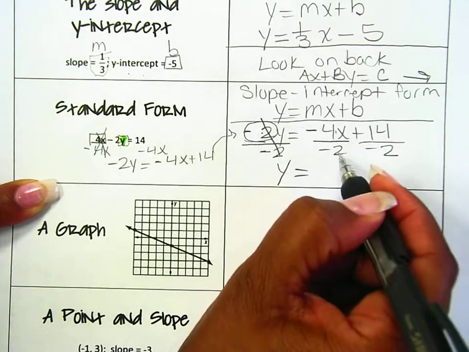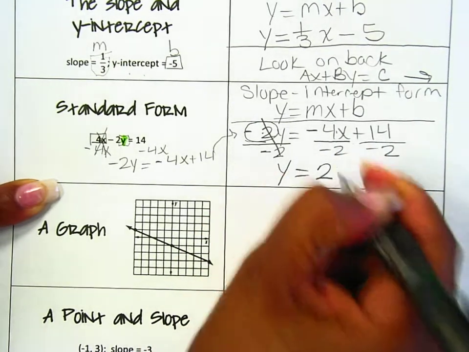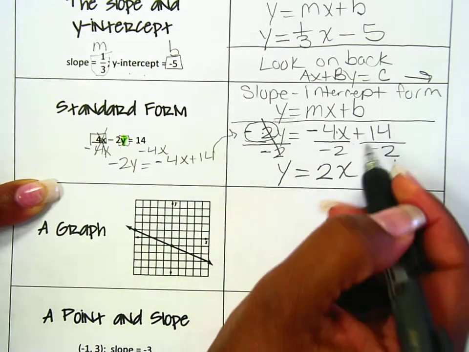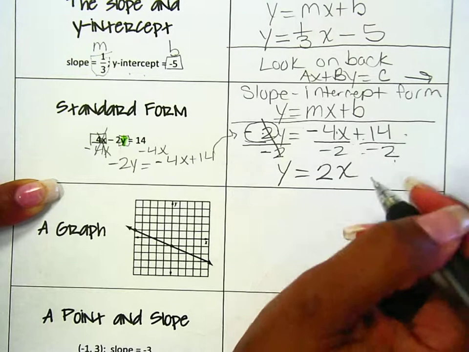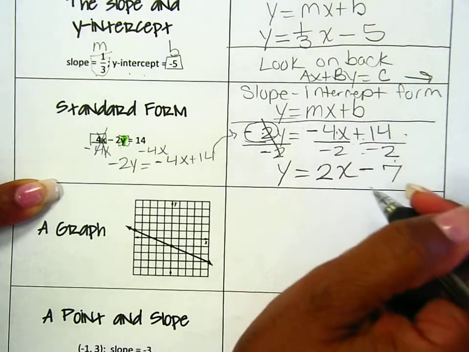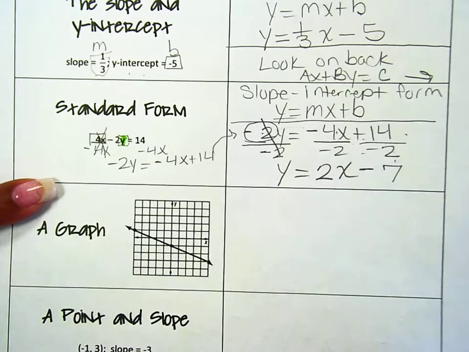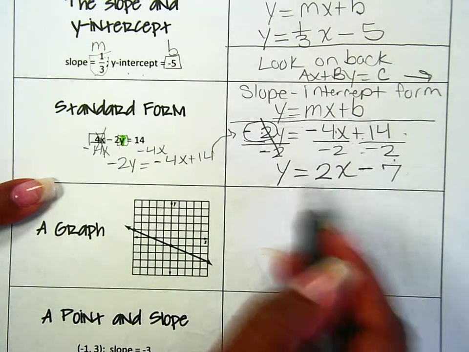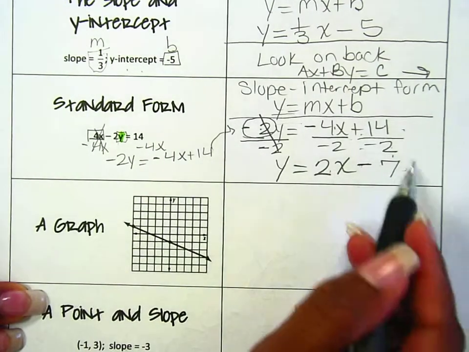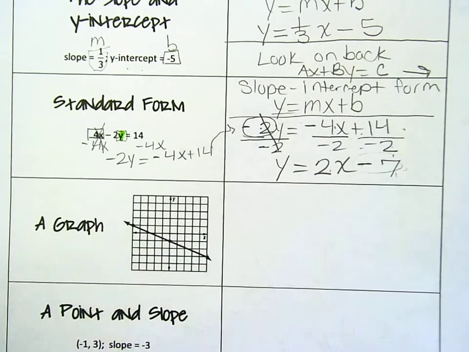Negative 4 divided by negative 2 is a positive 2, giving me 2x. 14 divided by negative 2, that leaves me with negative 7. We don't write plus negative 7. We just write negative 7, which is a subtraction sign. So now I have it in slope-intercept form. So I know what my slope is. I know my y-intercept. Bam.